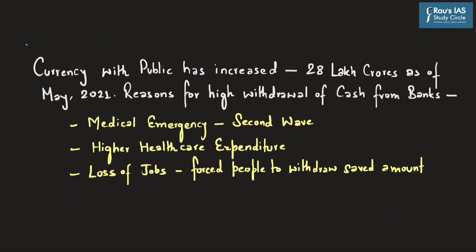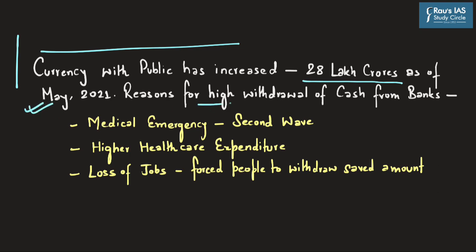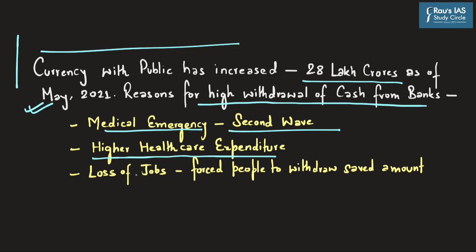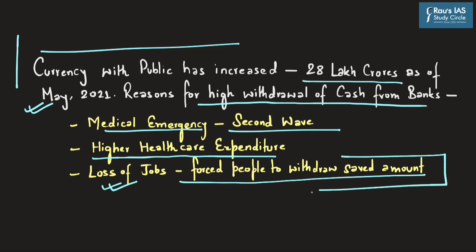Now moving to the first news, which stated that the currency with the public has increased to 28 lakh crores or even more as of May 2021. Now in this regard, the reason for this high withdrawal of cash from banks by the general public was primarily the medical emergency in the second COVID wave. Another reason why the public withdrew cash in large amounts was higher expenditure towards healthcare. And also the loss of jobs, mostly for people who work in the informal sector of the economy. Such a scenario of job loss forced people to withdraw their saved amount for their day-to-day expenditure. So this is why withdrawal of currency in May 2021 reached an all-time high of more than 28 lakh crores.